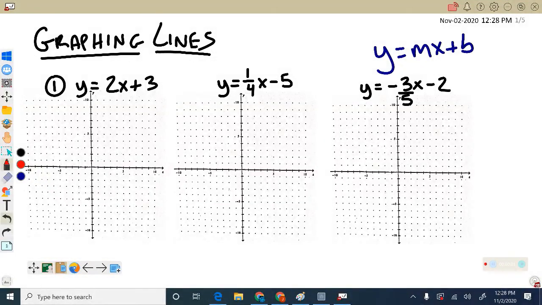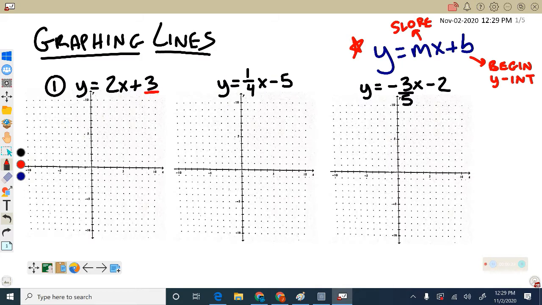Alright, let's look at how to graph equations of lines. Basically, all you're looking at here is y equals mx plus b. The number with the x is always the slope, and the value b is where you begin. You always begin on the y-axis. This is your y-intercept. So this first problem, y equals 2x plus 3.